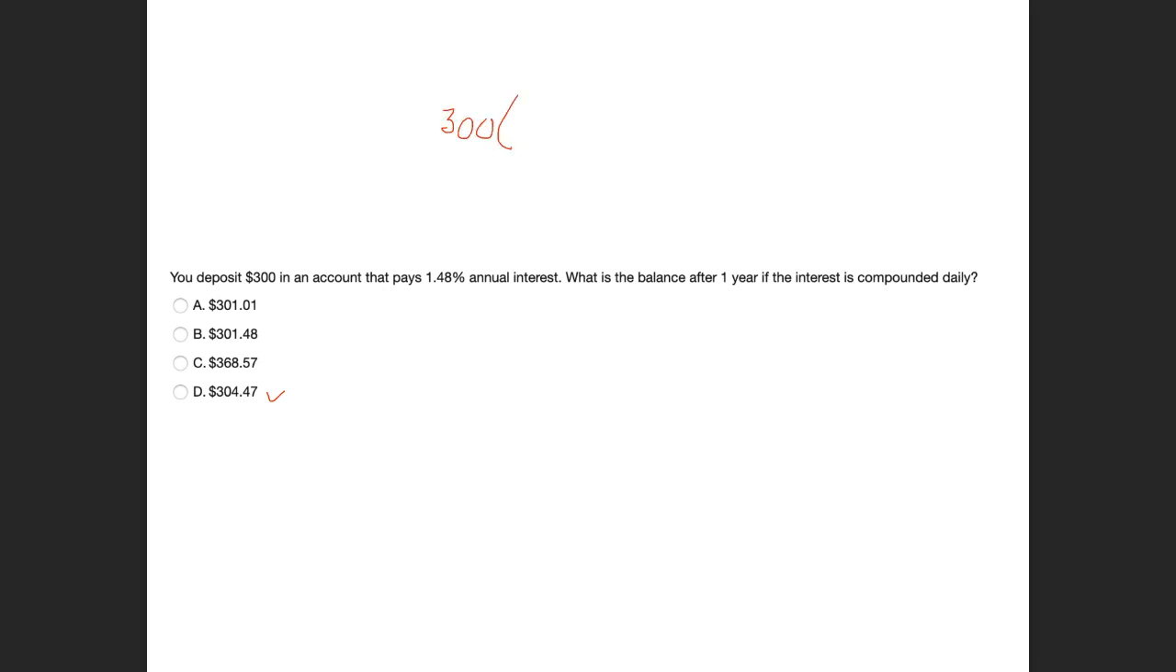So I've got 300, and then 1 plus 1.48, well, that's going to be 0.0148, isn't it? I just moved the decimal point 2 places over. Compounded daily, it's 365 times, and this is just 1 year, so I just go 365 up there. Okay, so I've got 300 times, and then 1 plus 0.0148 divided by 365, all raised to the 365th power.